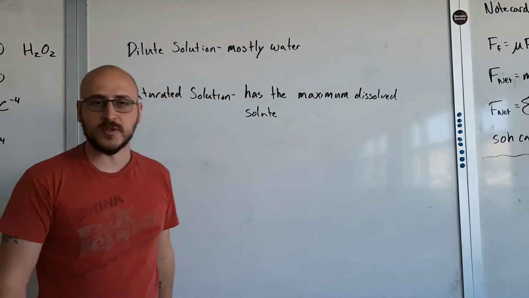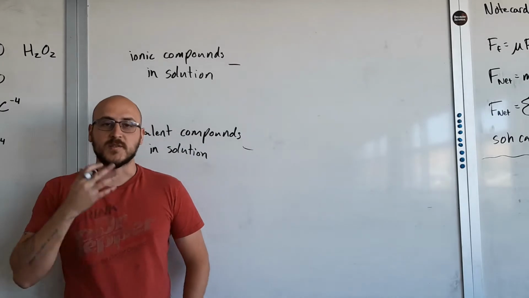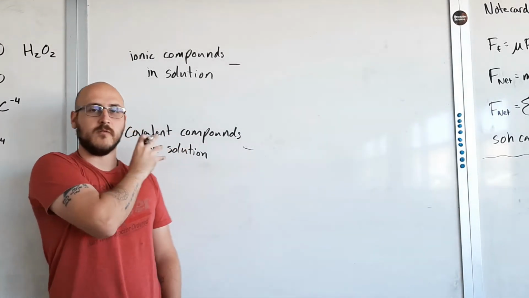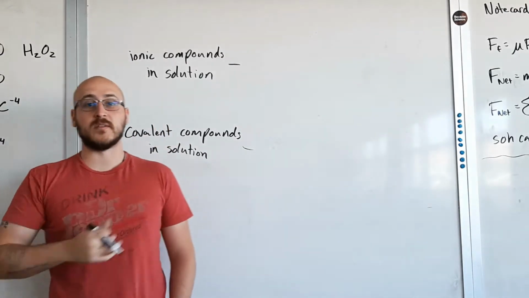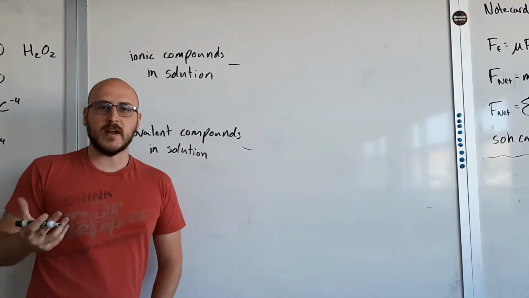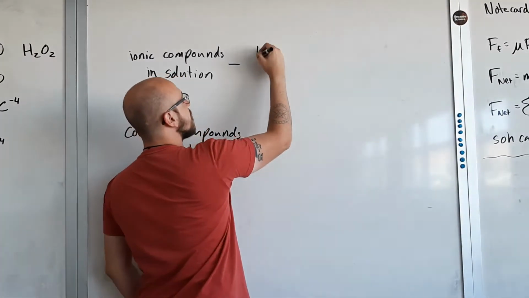A dilute solution is one that is mostly water. Okay, so when we're dissolving stuff down, it does make a difference whether it's an ionic compound or a covalent compound. So remember, ionic compounds are made of ions, hence the name. When you dissolve an ionic compound down into solution, it will break up into ions.